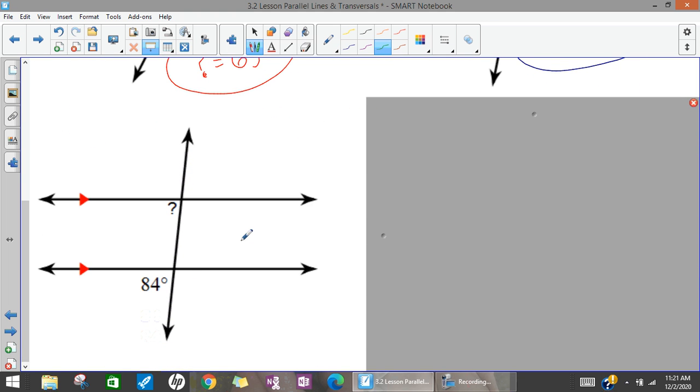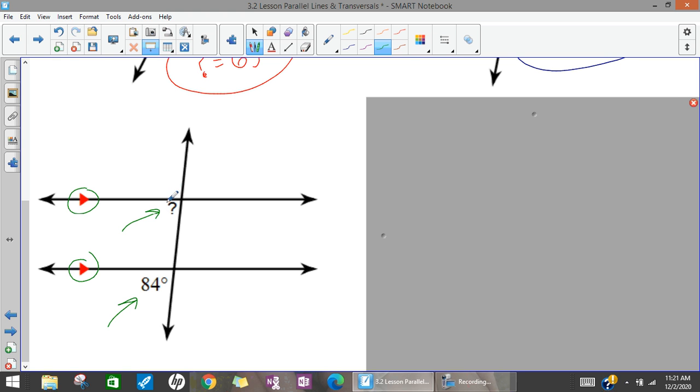Going to keep repeating this process. I'm going to determine what kind of angle relationship I have here. It looks like I have one inside, in between my parallel lines. Question mark is inside, interior. 84 is exterior.